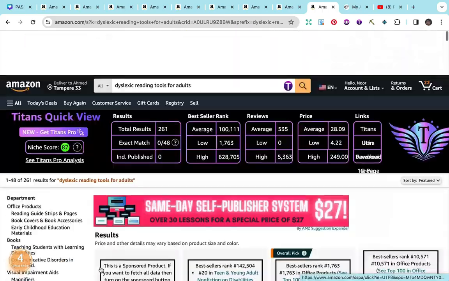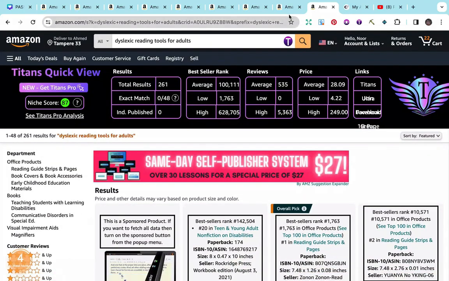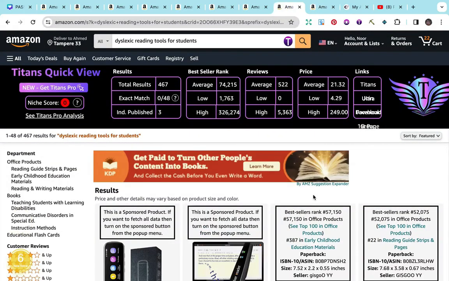Now, with that being said, let's dive into the second keyword for the day, and our second keyword is dyslexic reading tools for students. This is another detailed keyword that is beautiful to utilize for the 7 keyword slots for anything dyslexia related targeted for students.